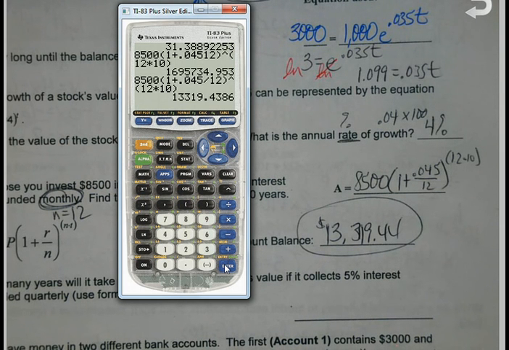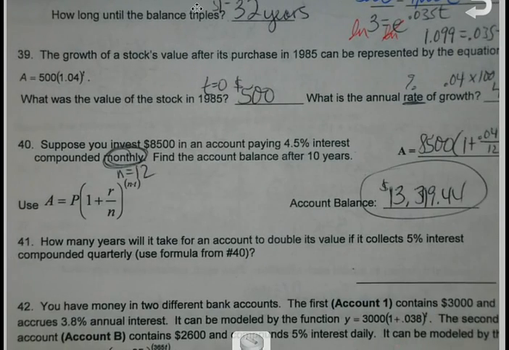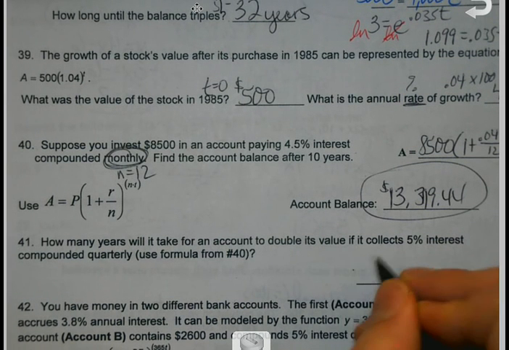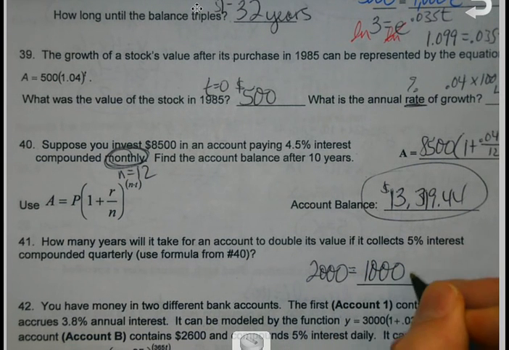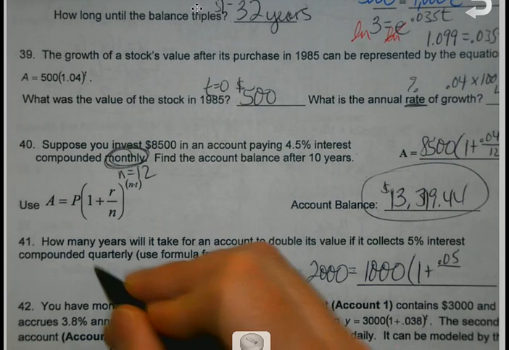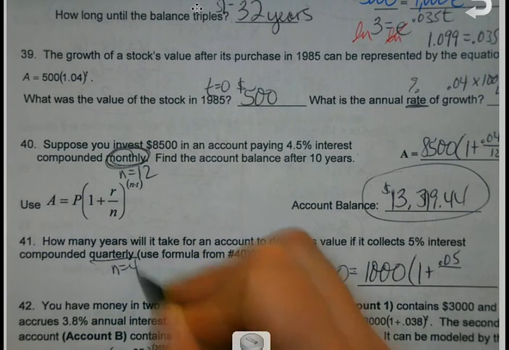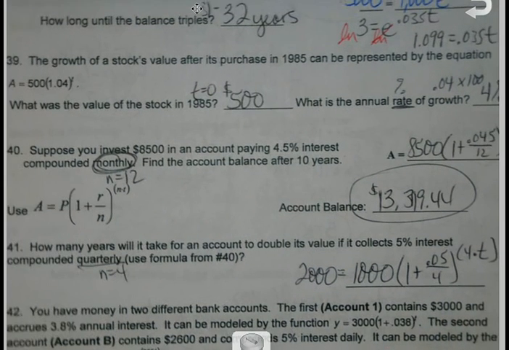How many years will it take for an account to double if its value collects 5% interest compounded quarterly? Use the formula from 40. Okay, again, I get to make it up. So let's say I had $1,000. How long does it take to double? That'd be 2,000. 1 plus my rate quarterly. And I don't know what the value is for t because that's what I'm trying to find.